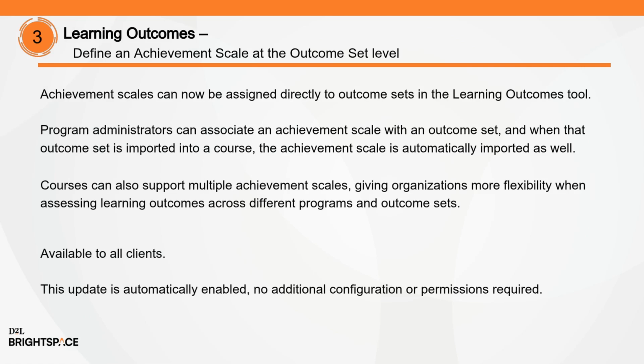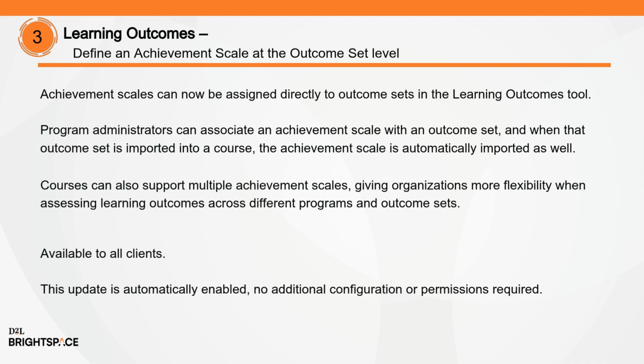Achievement scales can now be assigned directly to outcome sets in the Learning Outcomes tool. Program administrators can associate an achievement scale with an outcome set, and when that outcome set is imported into a course, the achievement scale is automatically imported as well. Previously, achievement scales could only be configured at the course level, requiring manual setup in each course when a different scale was needed. Now, outcome sets retain their associated achievement scales, improving consistency across courses and reducing administrative effort.